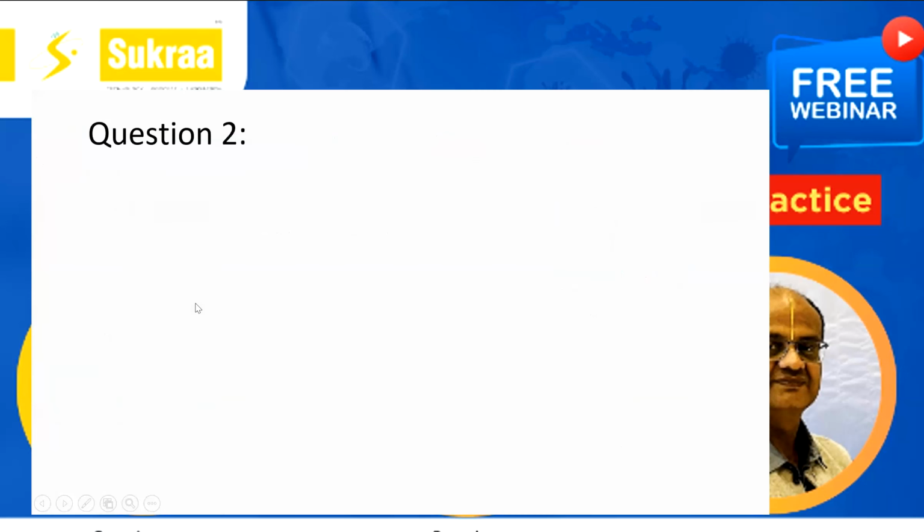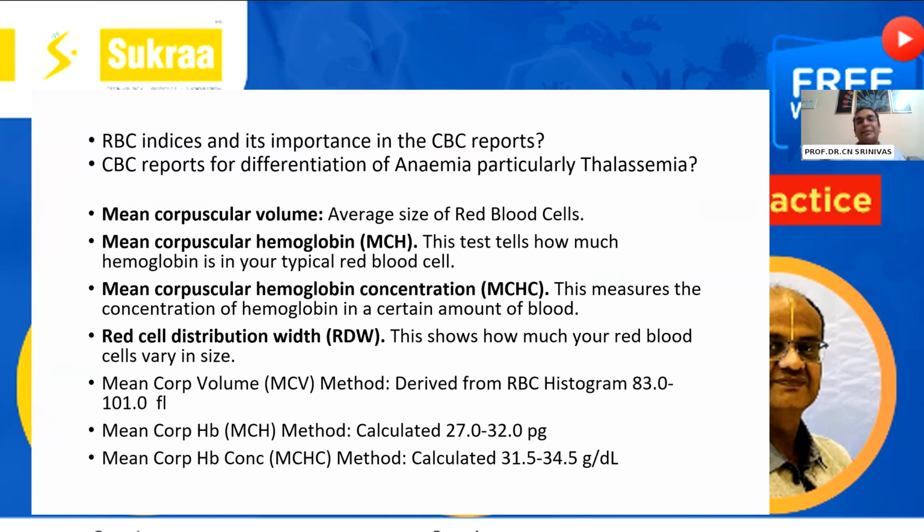So question 2. The question 2 is, what are the red cell indices? That's a very common question. When I was teaching undergraduate students, I used to say the most common are mean corpuscular volume, mean corpuscular hemoglobin, and mean corpuscular hemoglobin concentration. So what are these? Mean corpuscular volume is the average size of a red blood cell, whereas mean corpuscular hemoglobin tells you how much hemoglobin is there in the typical red blood cell. Whereas mean corpuscular hemoglobin concentration gives you the concentration of hemoglobin in a certain amount of blood.